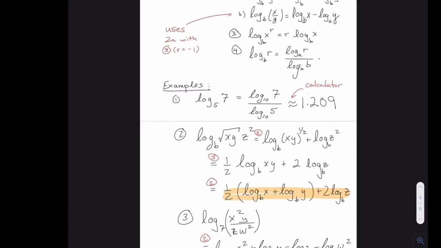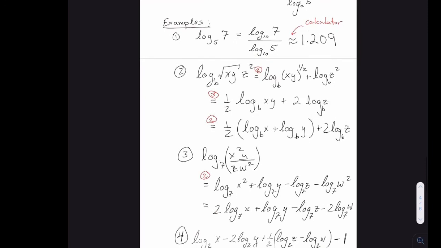And why is that our final answer? Is because log x appears, log y appears, and log z appears. Nothing more complicated than x, y, and z in these log expressions. Let's do another example like that. Log base 7 of this expression.